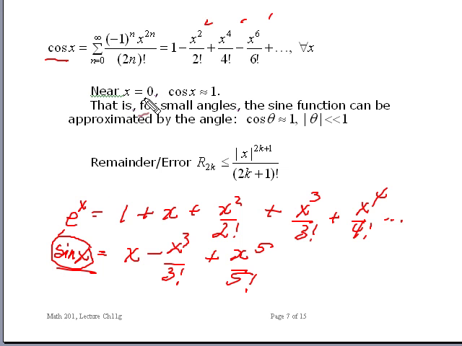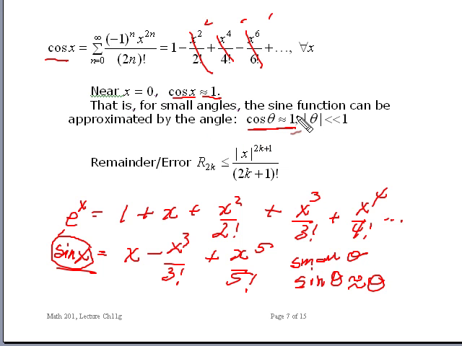How about the behavior when x is approximately 0? When x is close to 0, again we have the higher order terms, x squared, x to the fourth, x to the sixth. Those can be neglected, and for x approximately equal to 0, cosine of x is approximately equal to 1. If you say this in terms of angles, for very small angles, the cosine of theta is approximately equal to 1. Remember, for small theta, the sine of theta is approximately theta. For small theta, the cosine is approximately 1.